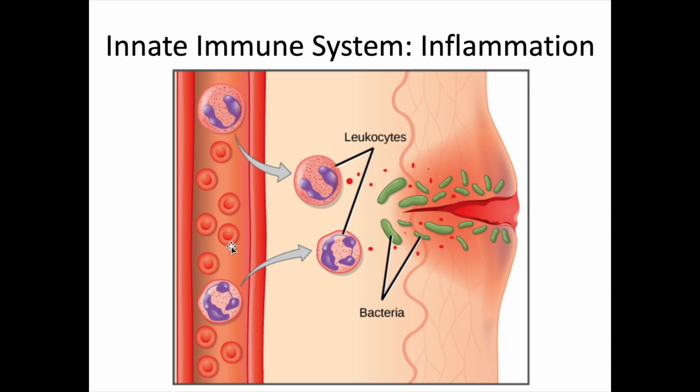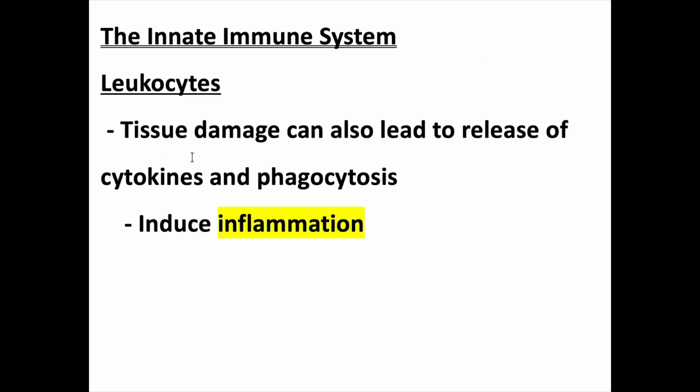And here we see the leukocytes circulating in the blood system, again, the circulatory system. Remember, these are a component of blood. They're going to come out of the blood vessels into this interstitial fluid, along with these tissues, and they're going to phagocytize these bacteria. This process is called inflammation. So to summarize here, tissue damage can also lead to the release of cytokines and can also lead to phagocytosis. This tissue damage induces inflammation.